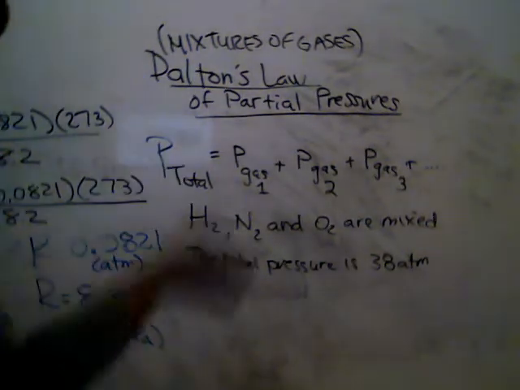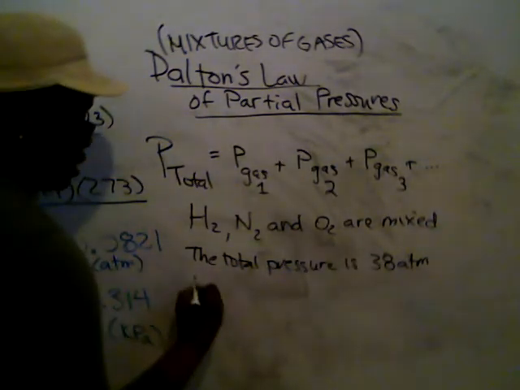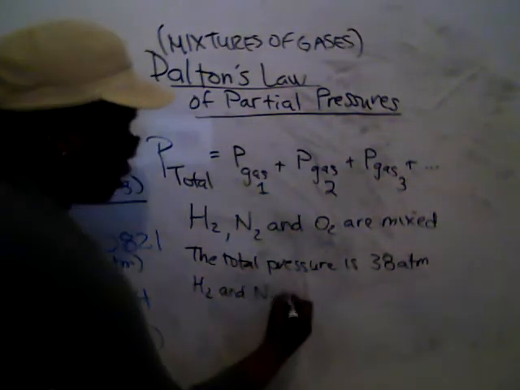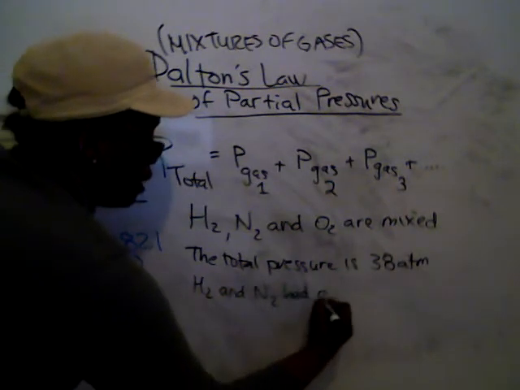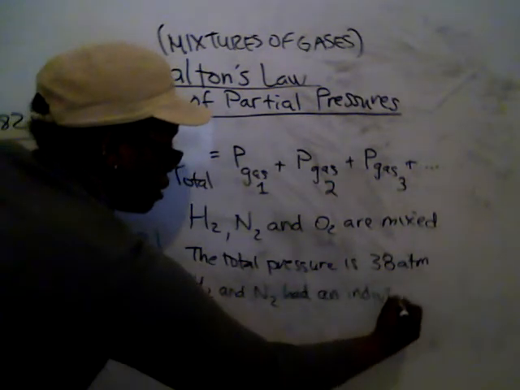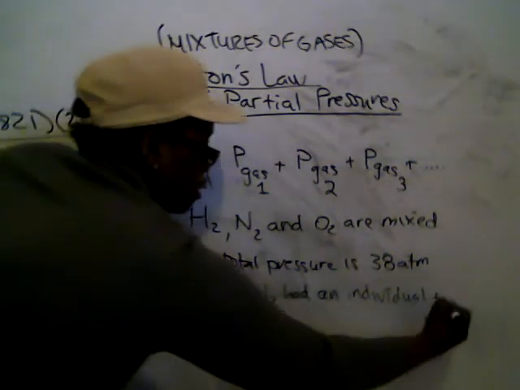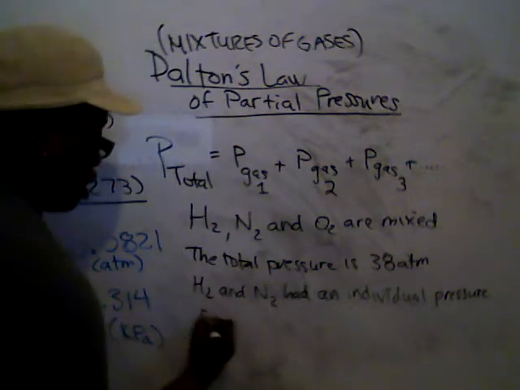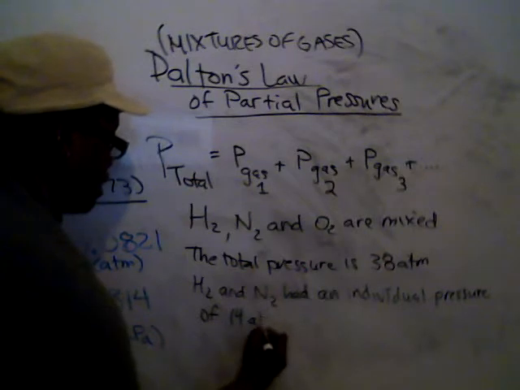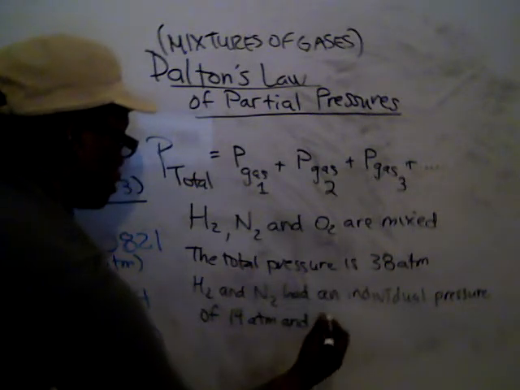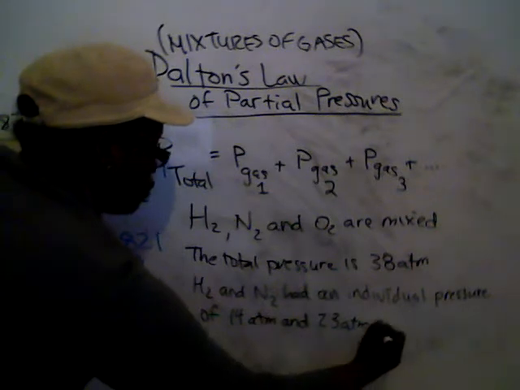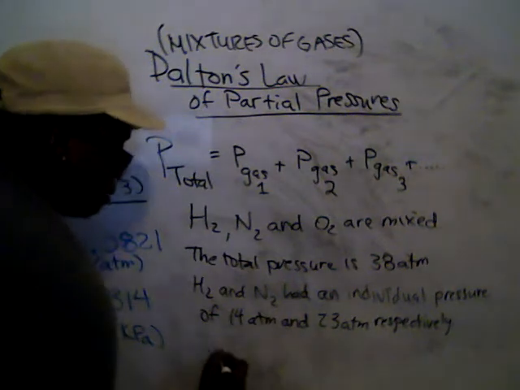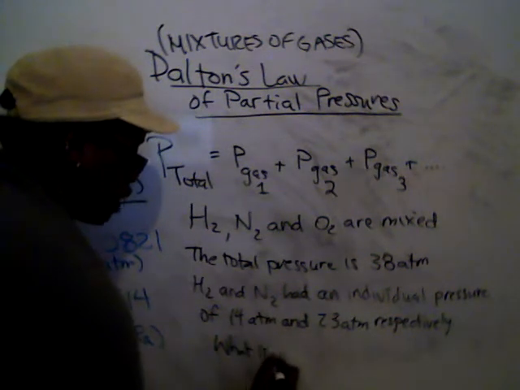So let's say the total pressure of all the gases together is 38, and let's say H2 and N2 had an individual pressure of, let's say, 14 ATM and 23 ATM respectively. So they're kind of giving us each of them. And the question might be, what is the pressure of oxygen?